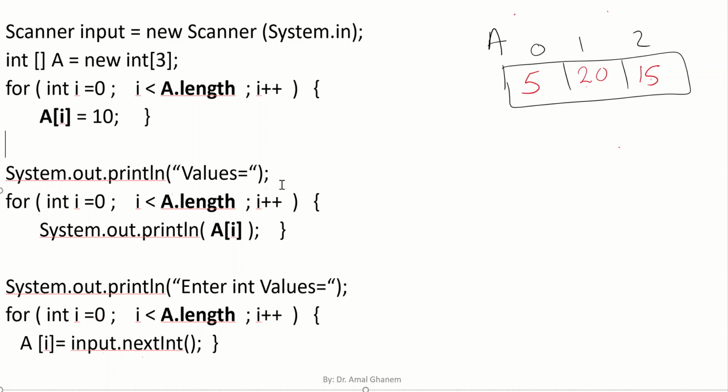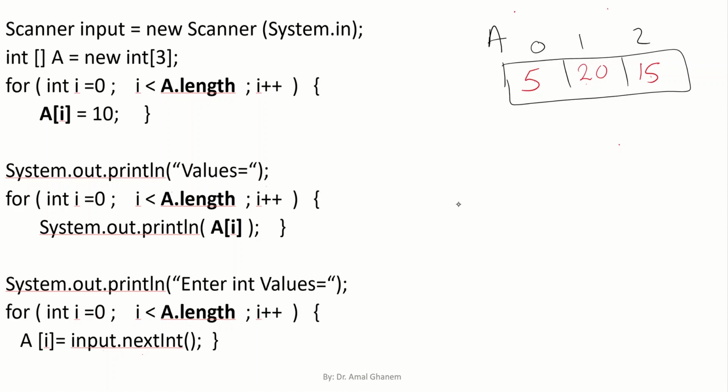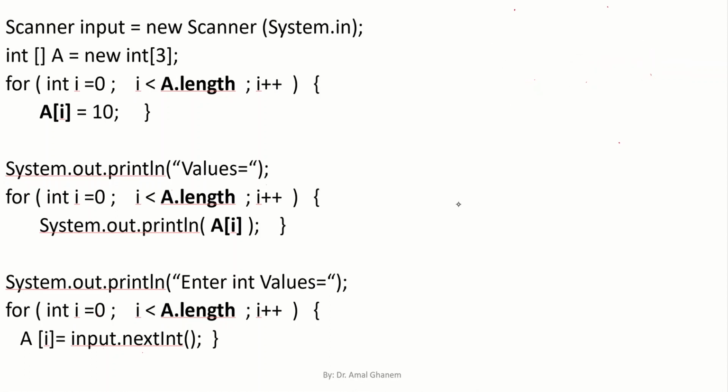Also, we need to remember that within the for loop, we can simply use the length as a number, like 3. This is correct. Or we can refer to the name of the array.length, and this is even better in many cases. Because if I have the same program, but instead of an array of size 3, we decided that our array should be of size 100.